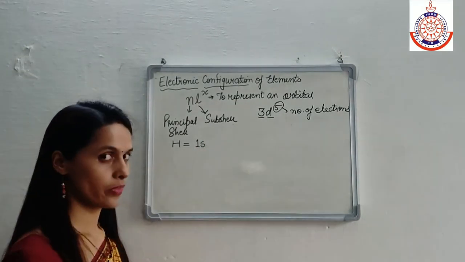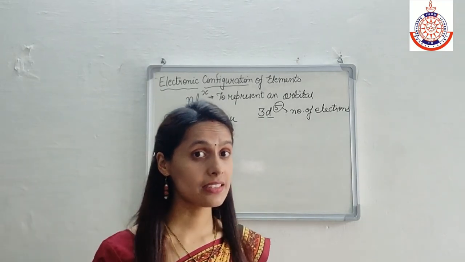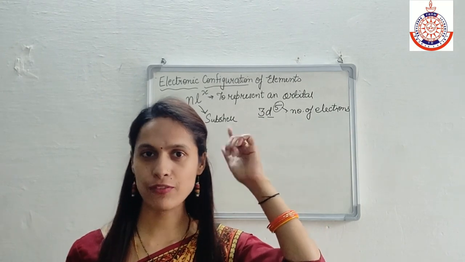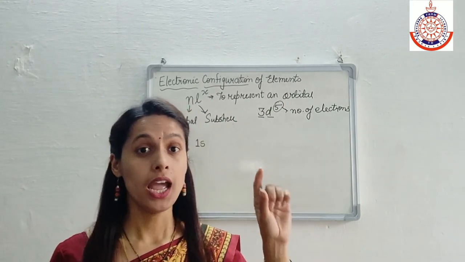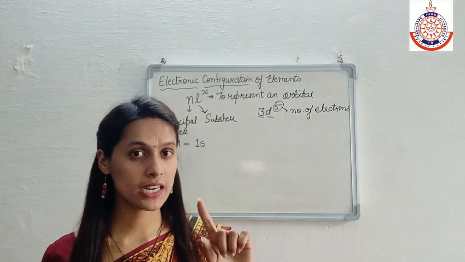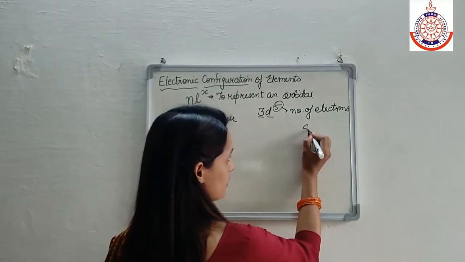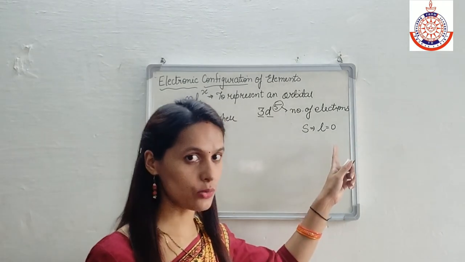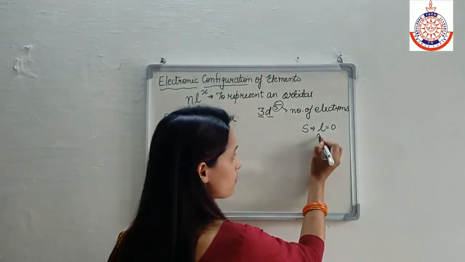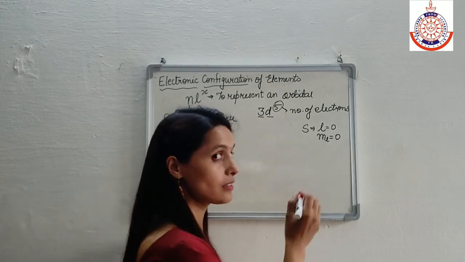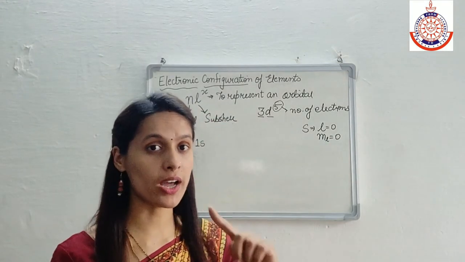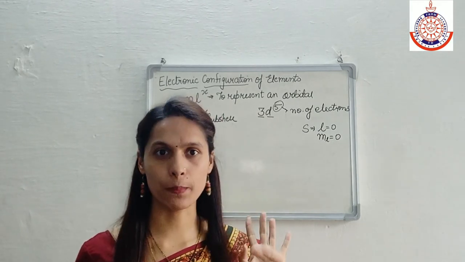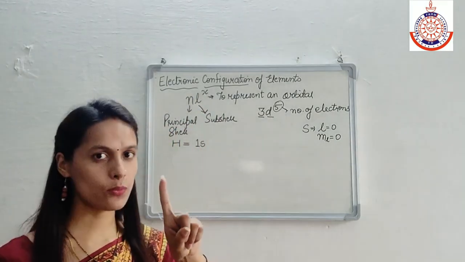Now for s, we know from quantum numbers, and again we have to recall them in our mind, that for s, l is 0, meaning the azimuthal quantum number is 0, and ml is also 0, meaning there is only one orientation for s. And if there is one orientation for s, it means we have only one orbital.